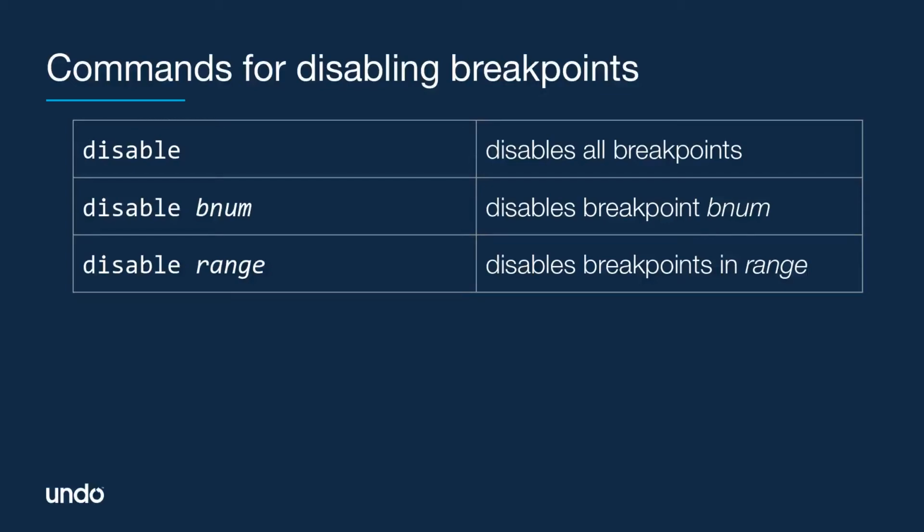Disabling breakpoints is achieved through the disable command. This accepts as argument a breakpoint number, a range of breakpoint numbers, or no argument at all.